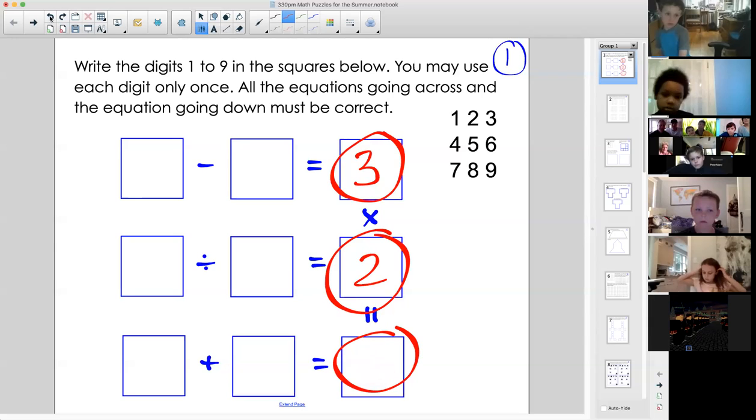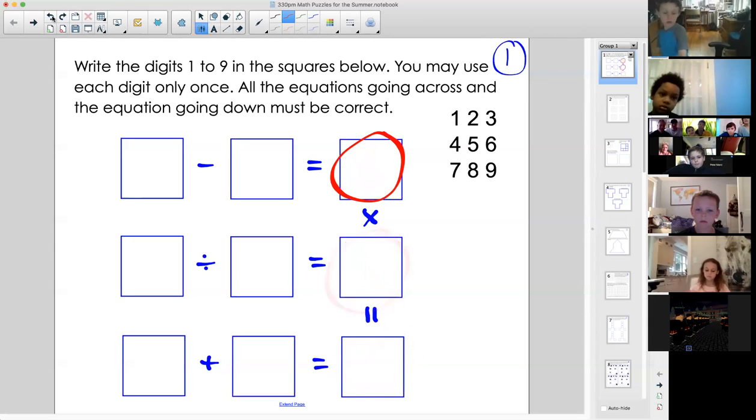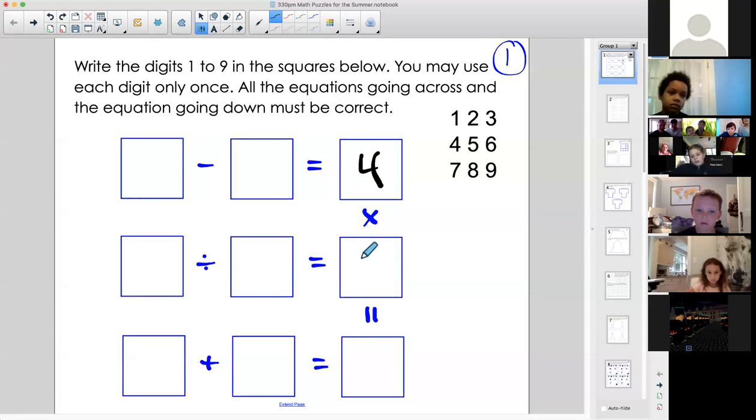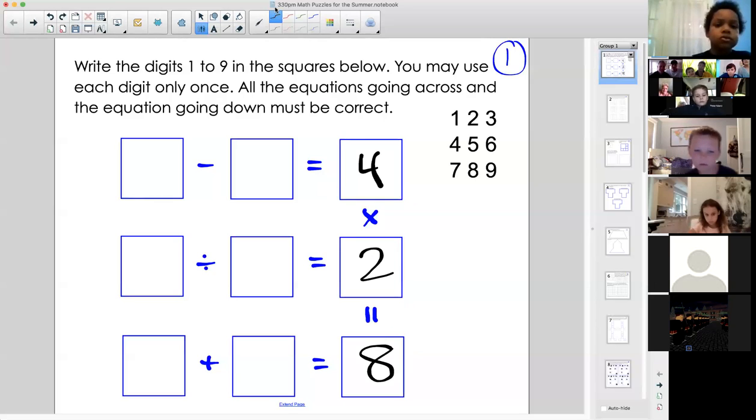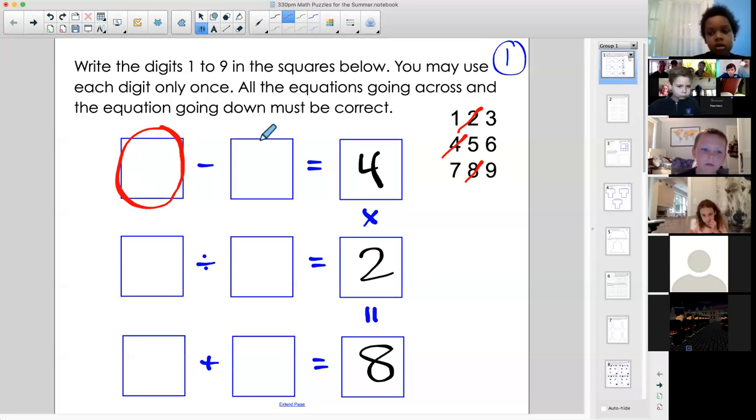Wait a minute. Hold on a minute. Let's see if that works, everybody. You ready? 4 times 2 equals 8. Let's try that, and let's cross out the 4, cross out the 2, and we'll cross out the 8 so we don't use them twice. Now, who can tell me what can go in these 2 boxes? What 2 numbers that are left when you subtract them will equal 4? Jackson?